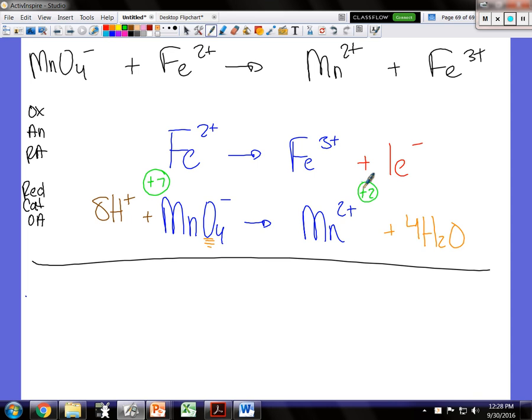Now again, here's an important question. Do they have to be 0? They just have to be the same. Now, here's the rule. If it's the reduction half, which side do the electrons go on? Reactant side. Very good. So I've got 7, and I've got to get it down to what? How do I get it down to 2? Very good. So we're going to do 5 electrons on that side.